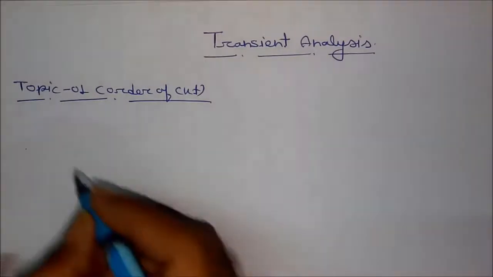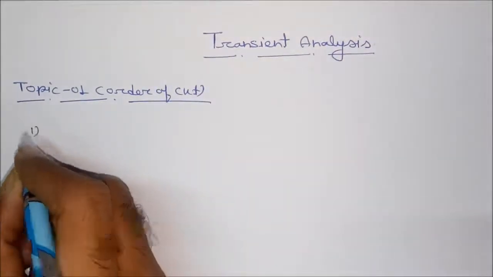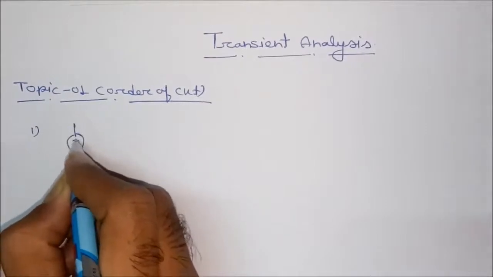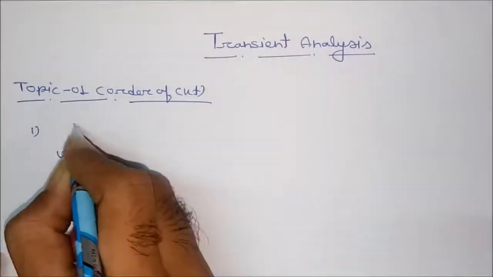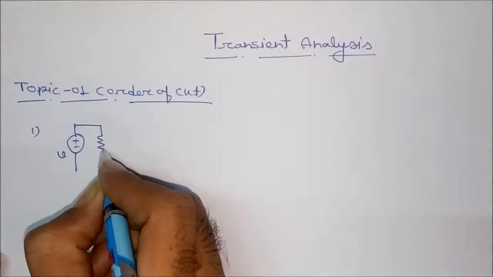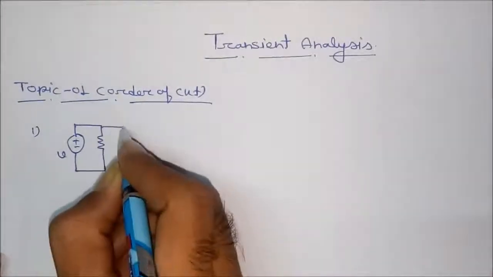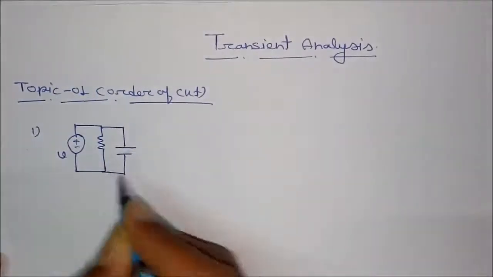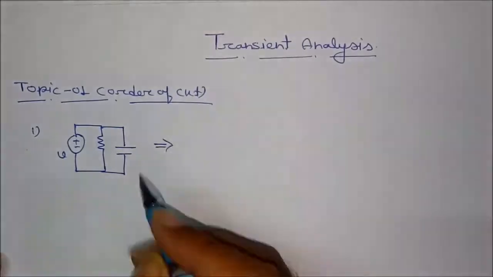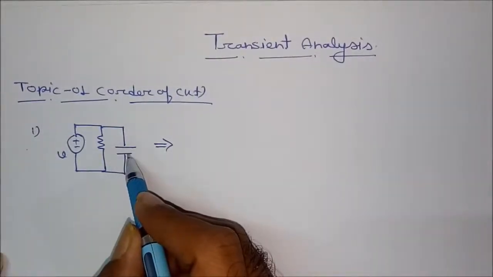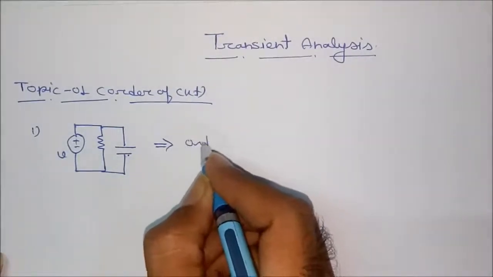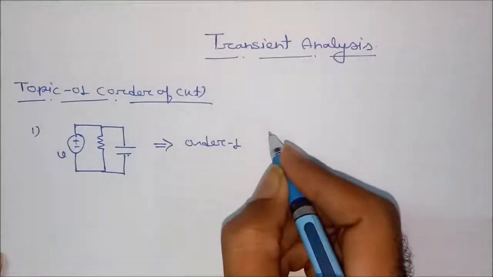So if I say this is a network, a source plus minus V, this is R, this is C, how many storing elements are there? There is only a single storing element, so the order is equal to 1.